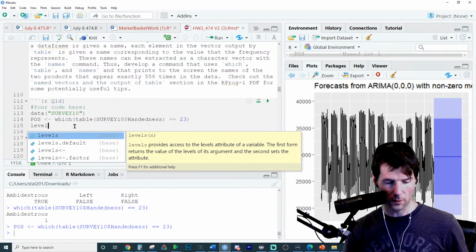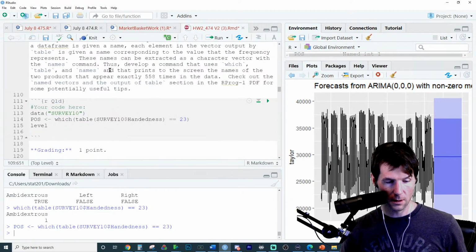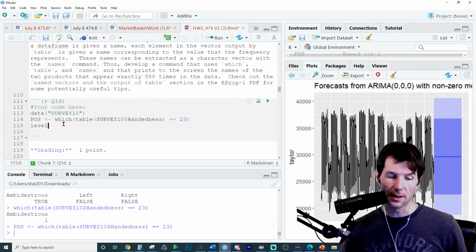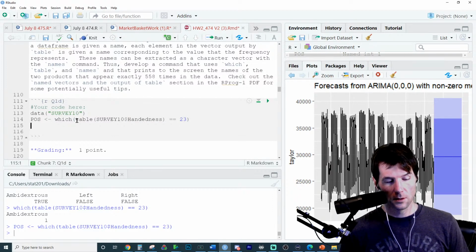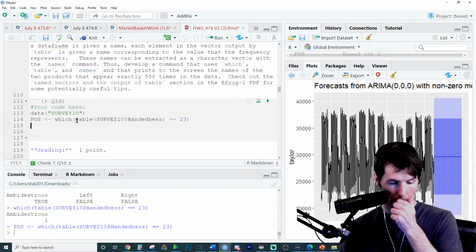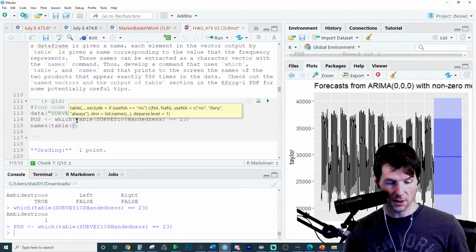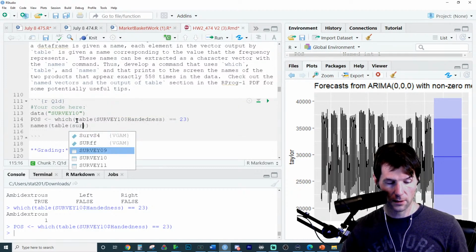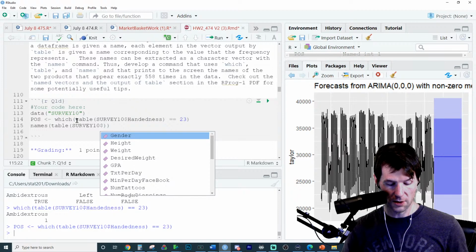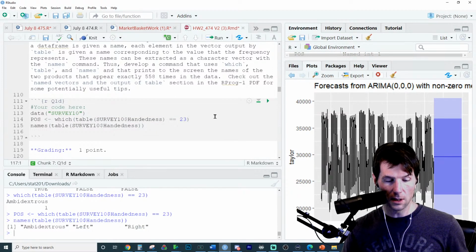Because it is doing them in order, right? Let's see what it wants to return. Check out the name vector output. Print to the screen the name of the two products that appear exactly this amount of time. So what I would do is go to the names of the table we just did, the names of the table survey$handedness. There's the names.